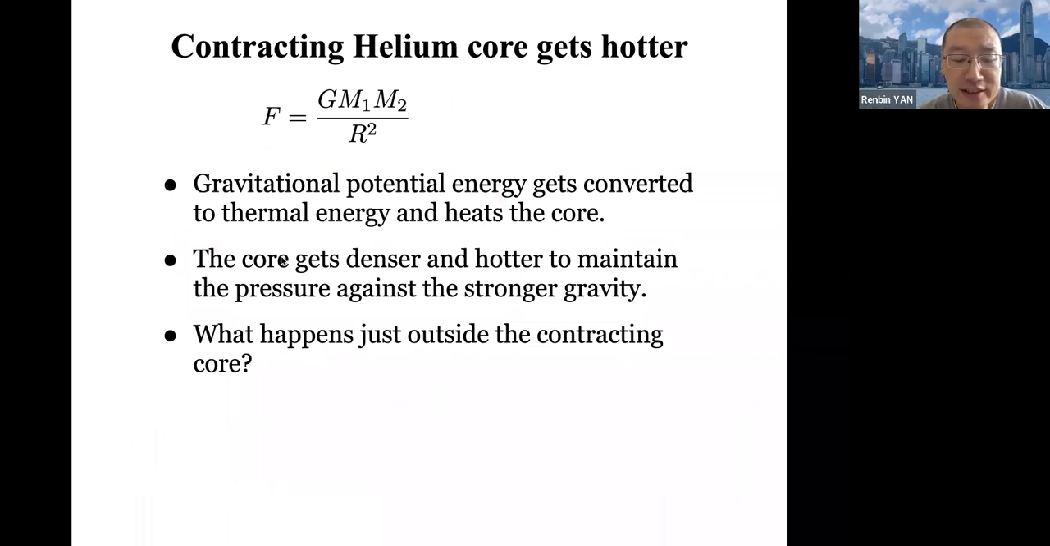And so at this time, when the helium becomes 100%, basically when hydrogen is exhausted in the center, the helium core will contract. And as it contracts, the potential energy gets converted to thermal energy and heats up the core. And the helium core will get hotter and hotter, and also get denser at the same time. It gets denser and hotter, and it has to do this in order to maintain the pressure against the gravity.